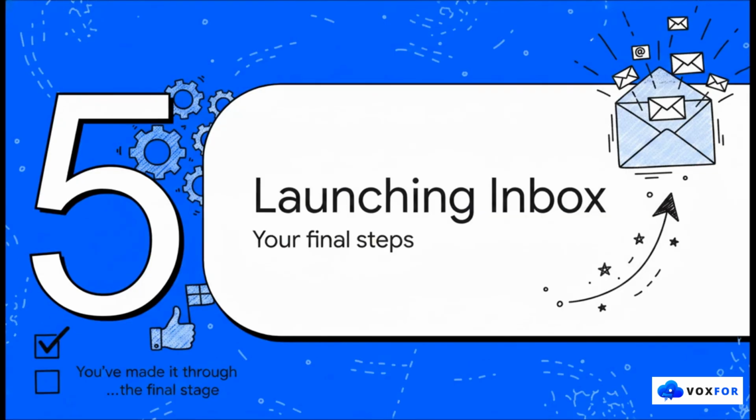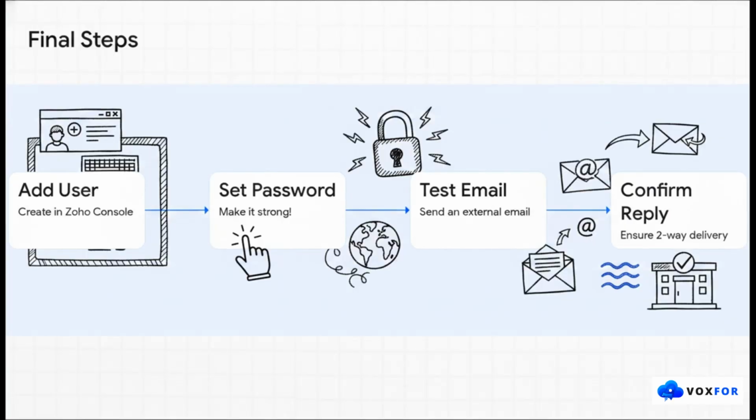Section 5. Launching your new inbox. You've made it through the tech setup. We are literally at the final stage, and honestly, these final steps are an absolute breeze. Inside your Zoho admin console, you're just going to click Add User and type in that beautiful new professional address. Something like contact@yourdomain.com. Set a really strong password for sure, and then the absolutely crucial final test.